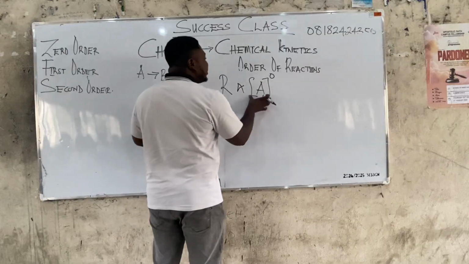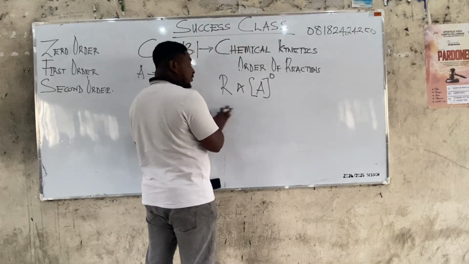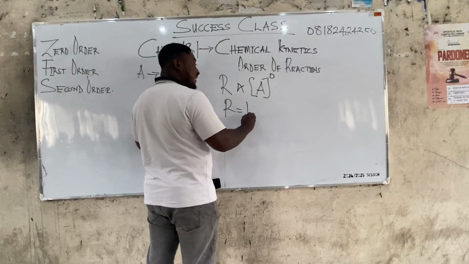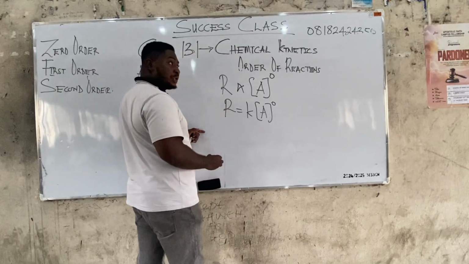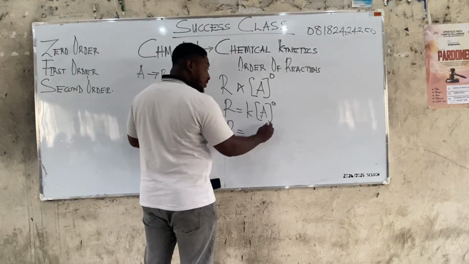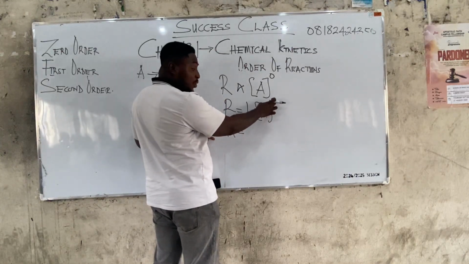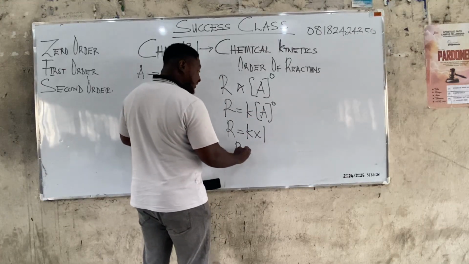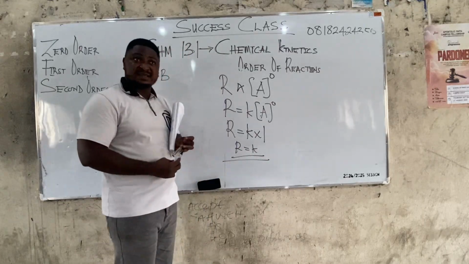But remember that anything raised to power 0 is what? 1. Class, follow me. Let's bring in the constant first. R equals K, A raised to power 0. But A raised to power 0 is 1. This A raised to power 0 being 1 does not affect K. K is not following A to carry this 0. So K is still here. So this is K times 1. K times 1 is K, right? This is where we say that the rate of disappearance equals the rate constant K.